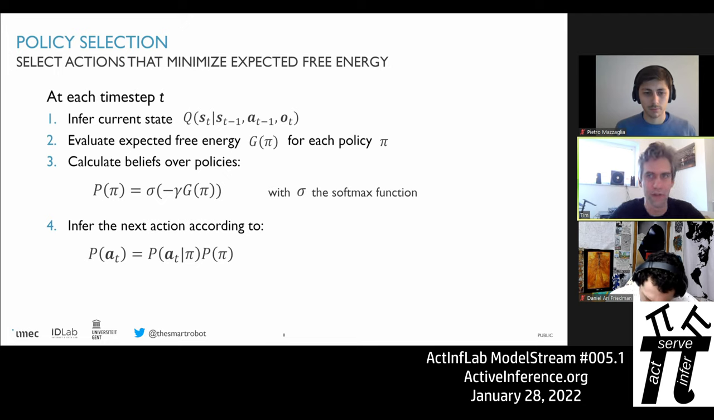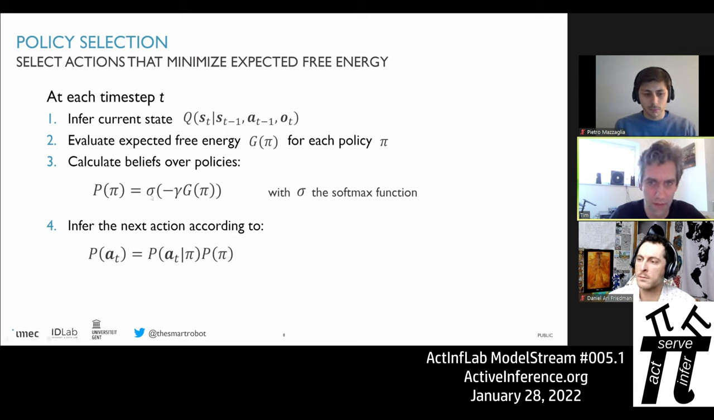So how does the action selection work then? Well, basically, you want to select the actions that minimize your expected free energy. So at each time step, the first thing you do is you use your approximate model to estimate your current state. It's like knowing in which state am I now given my latest observation. Then you can evaluate the expected free energy for each policy or plan. So for any future sequence of actions, you can evaluate the expected free energy. And then this basically results in a belief over policy. So you basically take the negative expected free energy, you multiply with this precision parameter, which just states how much confidence you have that your expected free energy is correct, basically.